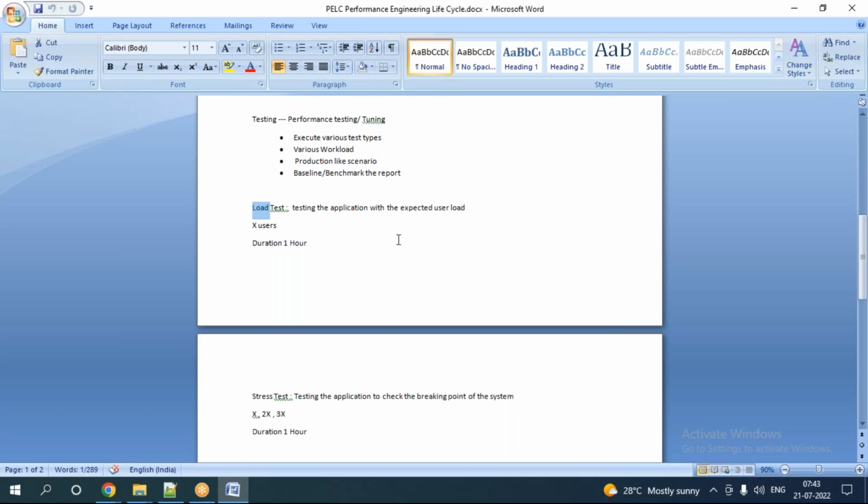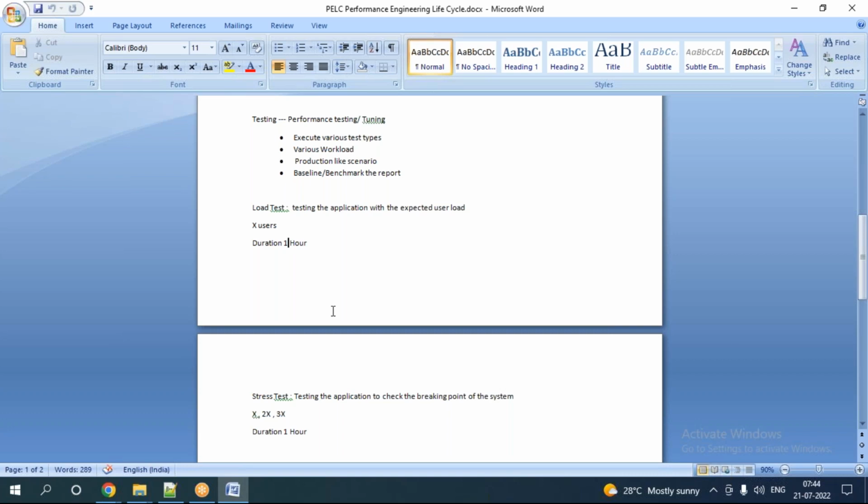So: testing the application with the expected user load, and the expected user load is X users, for example 500 users. You test the application with 500 users for a 1 hour duration. Mostly people do load tests for 1 hour, very rarely 2 hours. So testing the application with the expected user load, X users, for a duration of 1 hour, this criteria is called a load test.